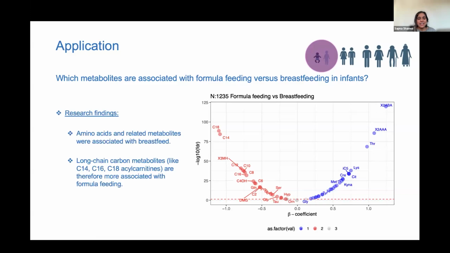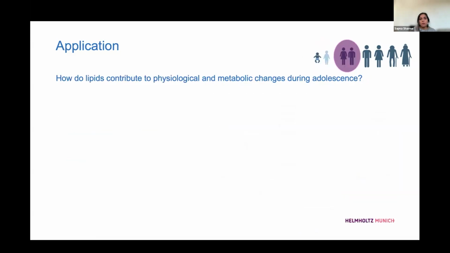What you can see here very clearly is that for the mothers who breastfed their babies, more amino acids were present in their infants' metabolome. And in infants who were formula-fed, more long-chain fatty acids and acetylcarnitines were present.